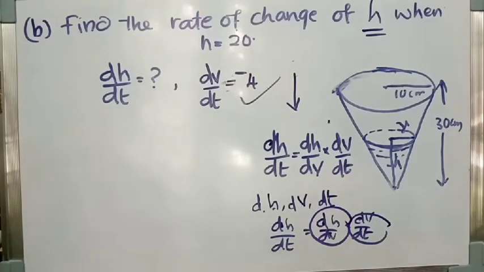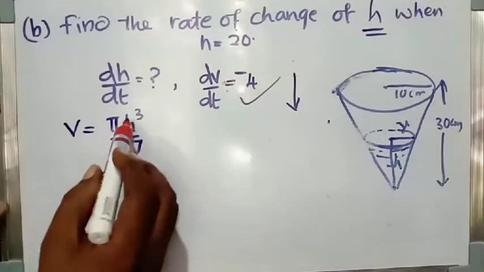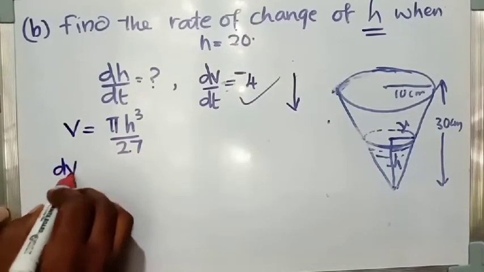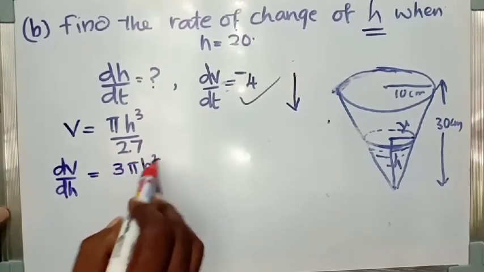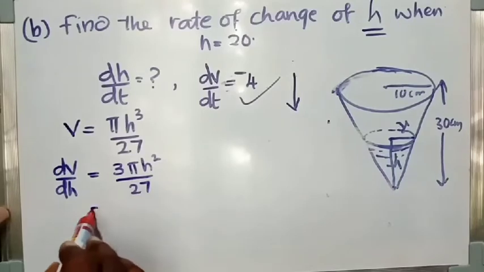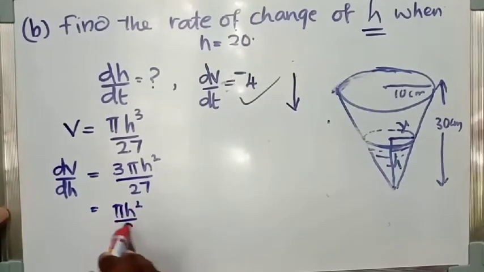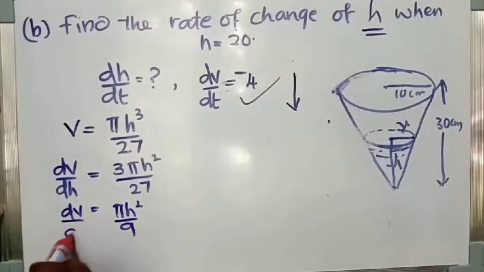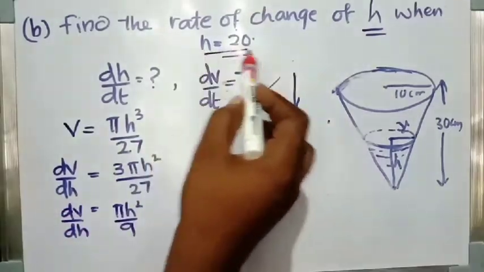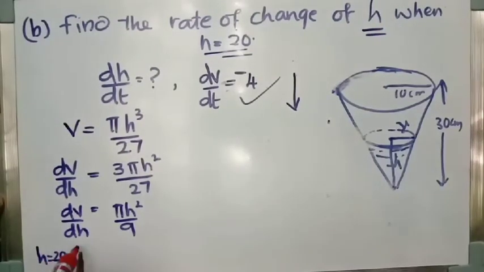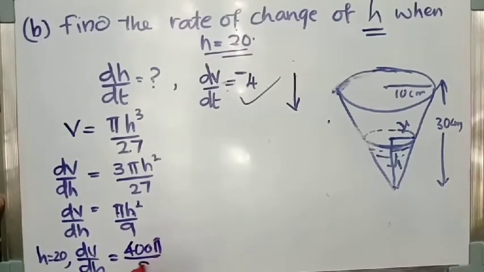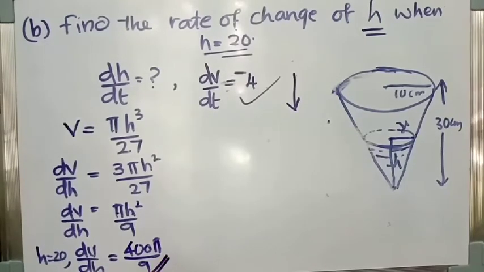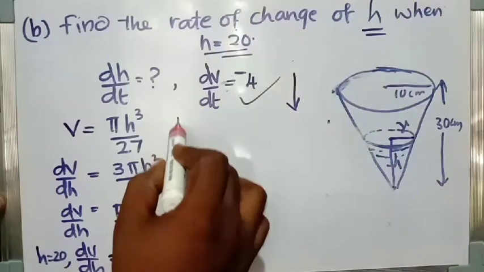For that, let's take the equation of volume. Volume is equal to pi h cubed by 27. So dV by dh is equal to 3 pi h squared by 27. That's equal to pi h squared by 9. That is dV by dh. When h is equal to 20, dV by dh becomes pi into 20 squared, that is 400 pi by 9. That's enough, no need to change it into decimal or anything.